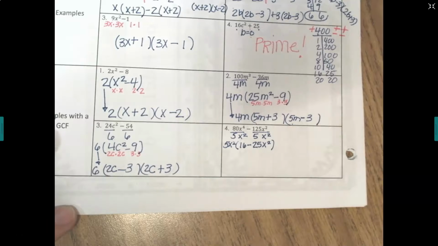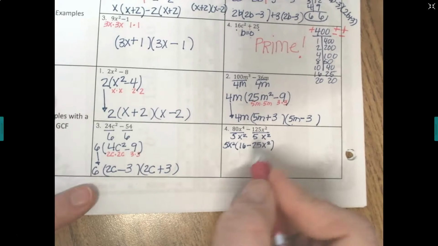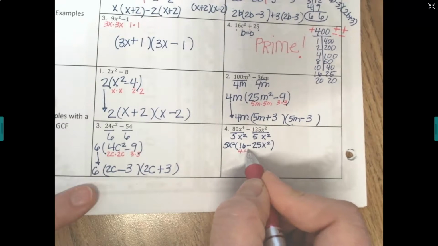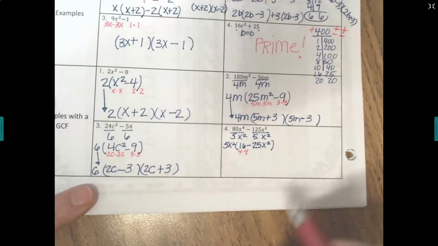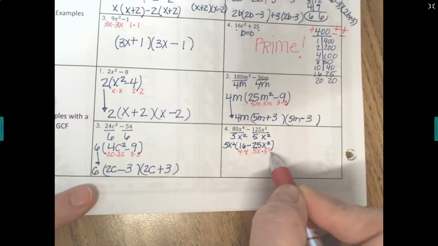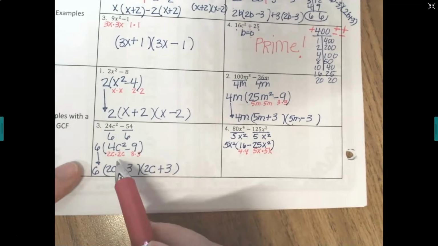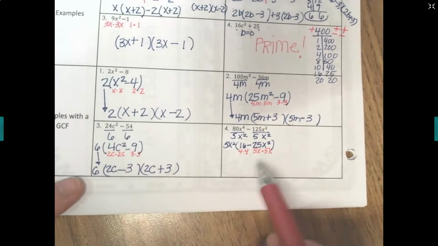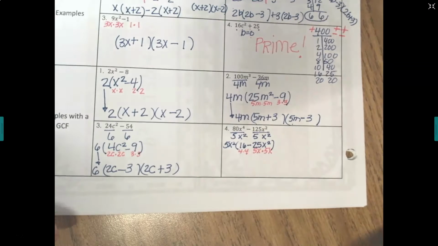So we're going to look for our pattern to see if it works. We have 16. Well, that's 4 times 4. We have a minus sign, so we're okay there. The 25x squared is 5x times 5x. Now notice this is written backwards. Usually the variable comes first. That's okay. When we distribute these between our parentheses, the 4's are going to come first and then the 5x's.